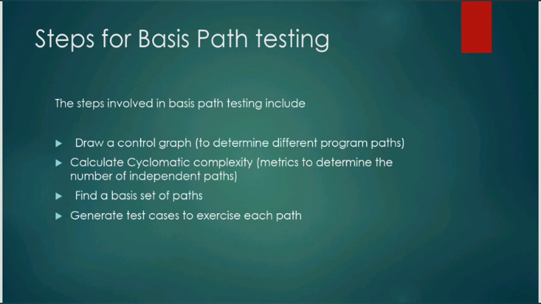Steps for basis path testing. Here, there are 4 steps to do the path testing. The first one is draw a control flow graph. Second, calculate cyclomatic complexity. Third, find a basis set of paths. Fourth, generate the test cases to execute each path.